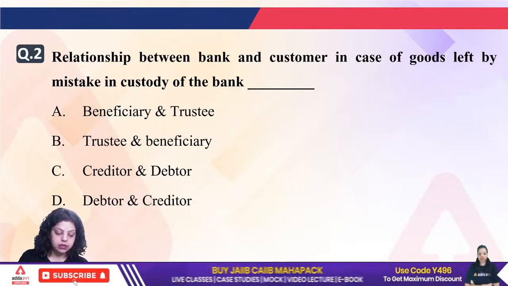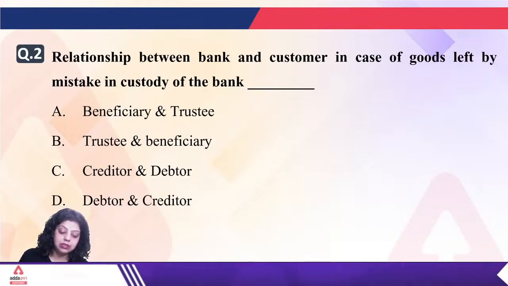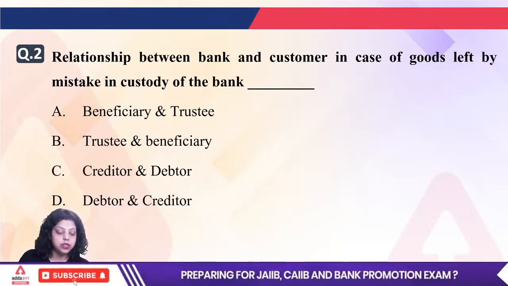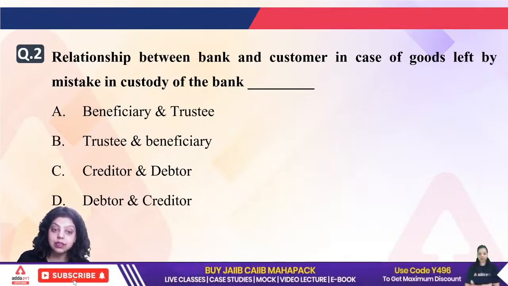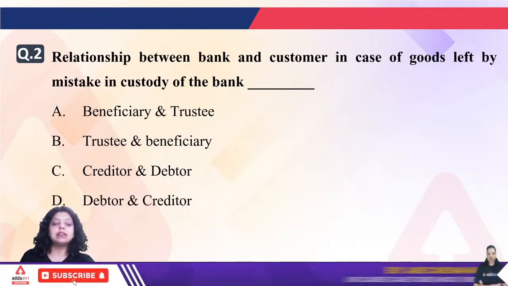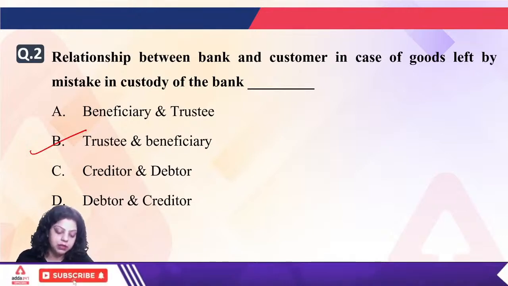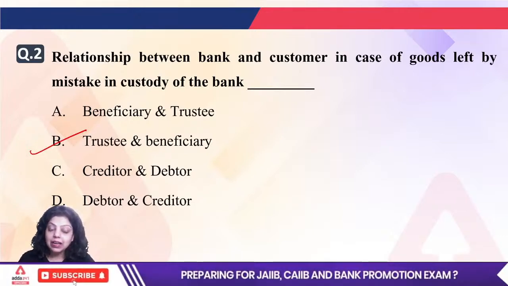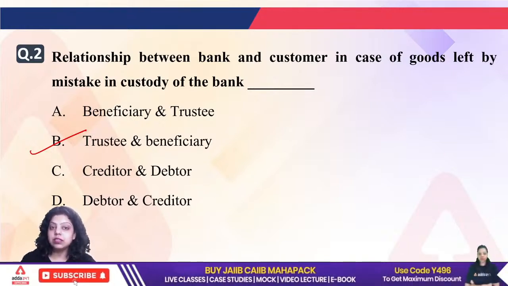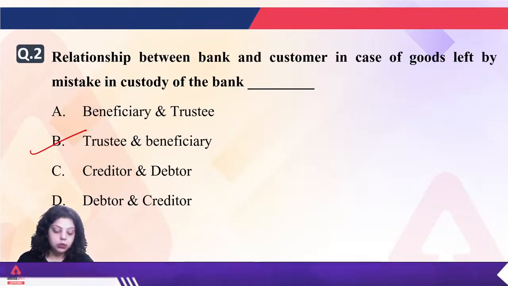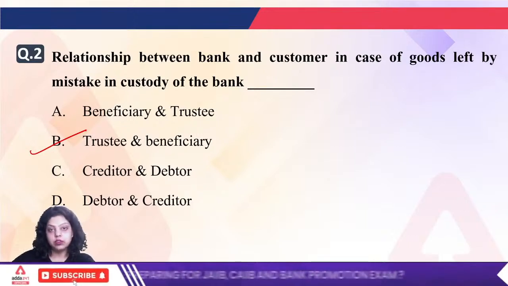Dheeraj Singh B, Deepak Singh B, Gaurav Singh B, Suri Singh B. Everyone is going with option B, that is trustee and beneficiary. Lakshmi is saying B, Prajakta is saying B. Okay, very good. Everyone is giving the right answer: trustee and beneficiary. The bank and customer maintain a trustee and beneficiary relation when goods are left by mistake in the custody of the bank.